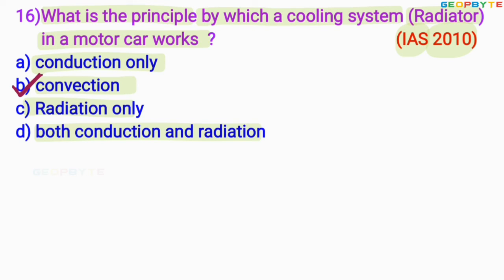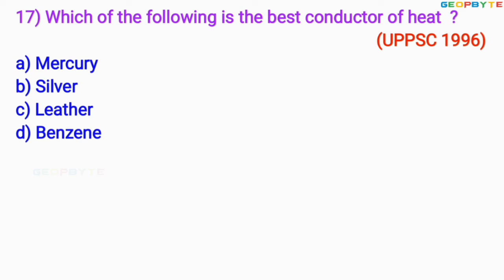Look at the 17th one. It is asked in 1996 for UPPSC exam. Which of the following is the best conductor of heat? Option A, mercury. Option B, silver. Option C, leather. Option D, benzene. Among these four materials, definitely silver can maintain better conductor of heat. Therefore, option B is absolutely correct. I hope you got my point.